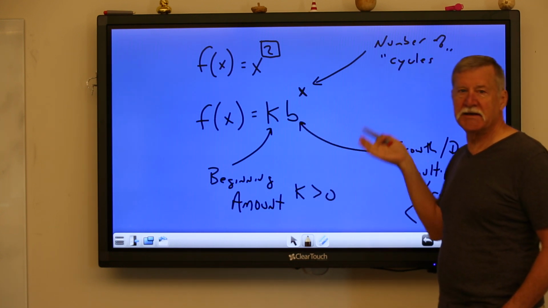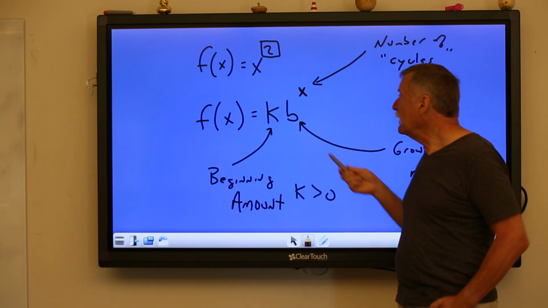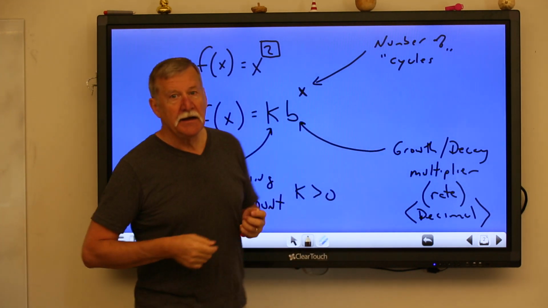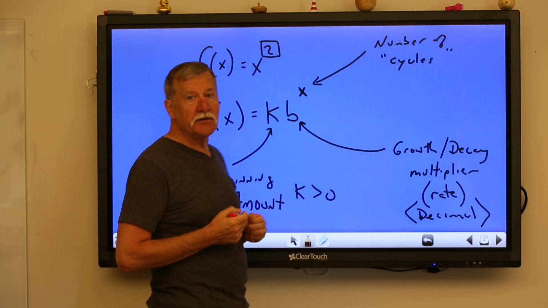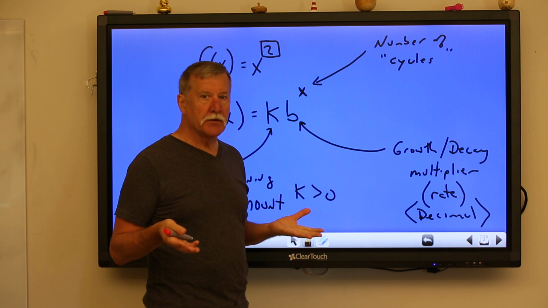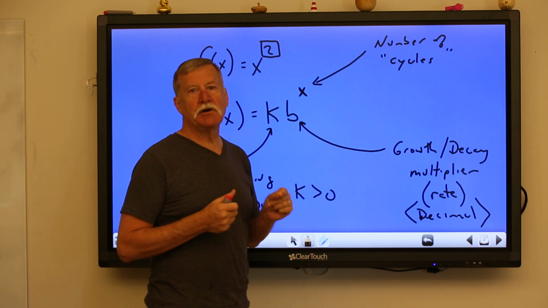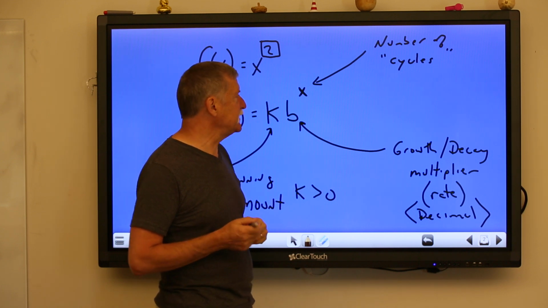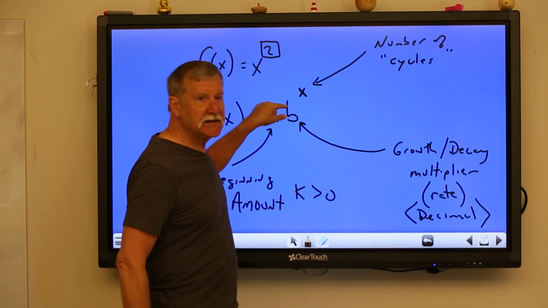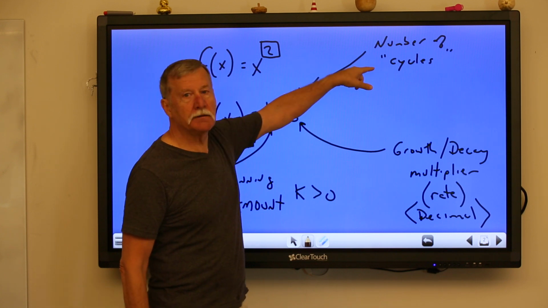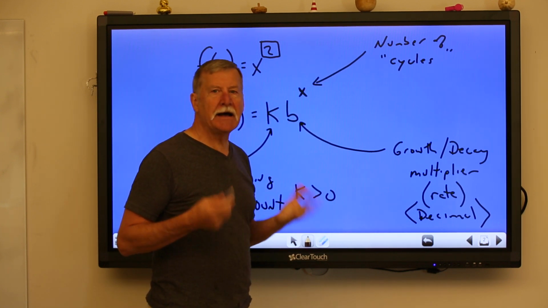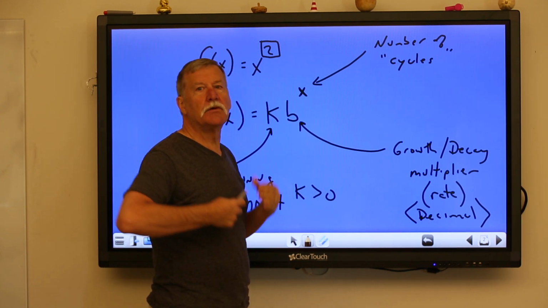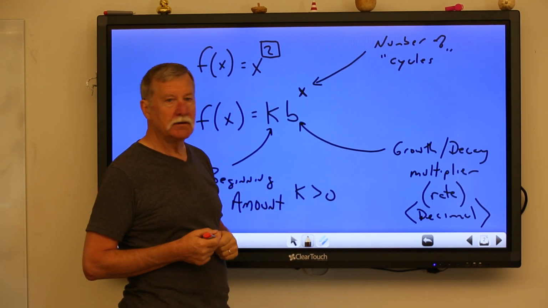It is the growth or decay factor, all right? The multiplication rate. How fast, how big a number is that? If that number is higher than 1, we talk about growth. If that number is between 0 and 1, a fraction, we talk about decay. As you will see, it will get smaller. And then it is to the x power, and that is the number of cycles. The time frame or the amount of half-lives or things like that that we'll get into, all right?